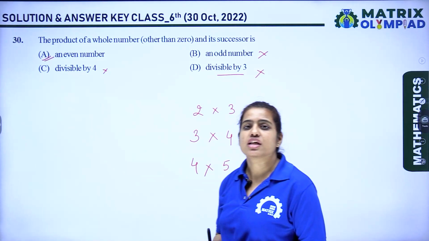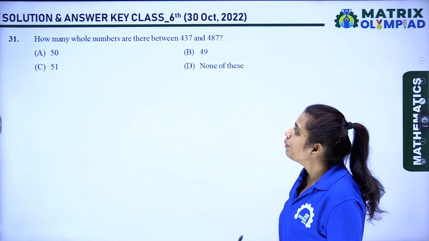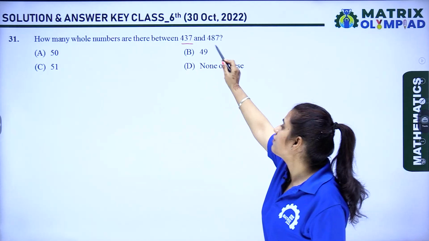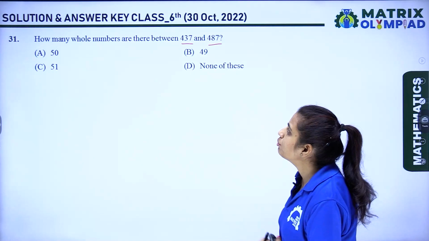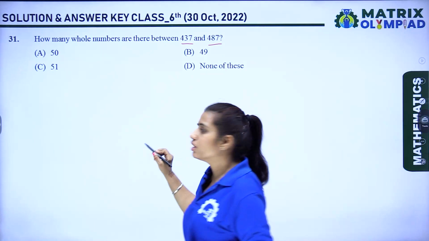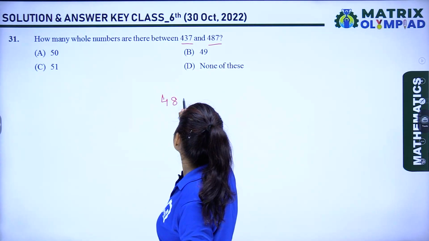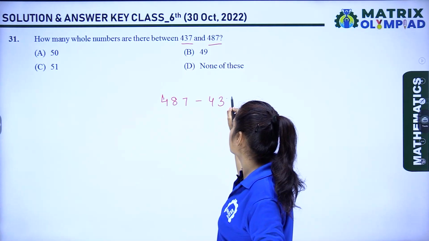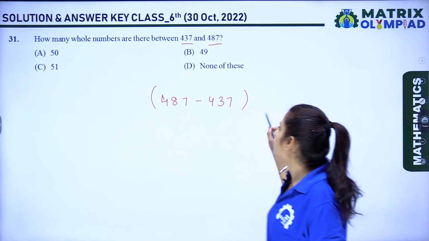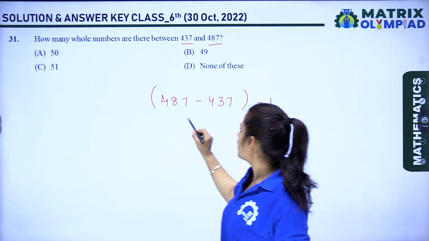Now question number 31. How many whole numbers are there between 437 and 487? We have to find the total whole numbers between these two numbers. So what is the formula that we are going to use? We are going to subtract 437 from 487, and whatever answer comes, we are going to subtract 1 from that number also. After subtracting these two numbers, we get the difference of 50.